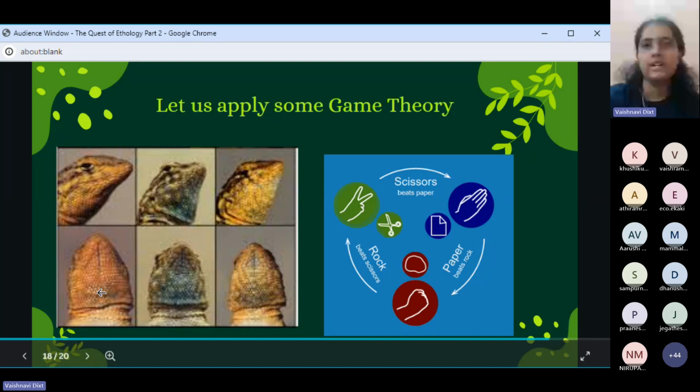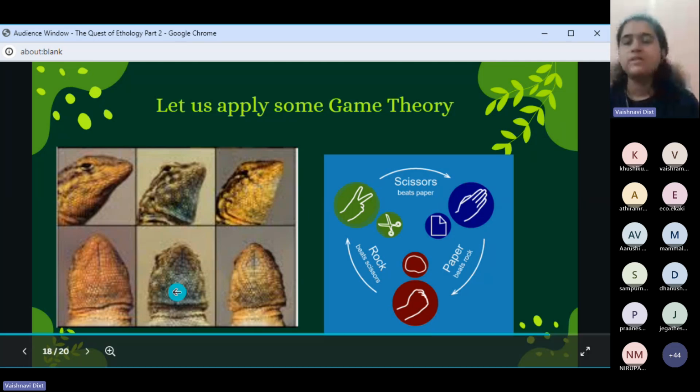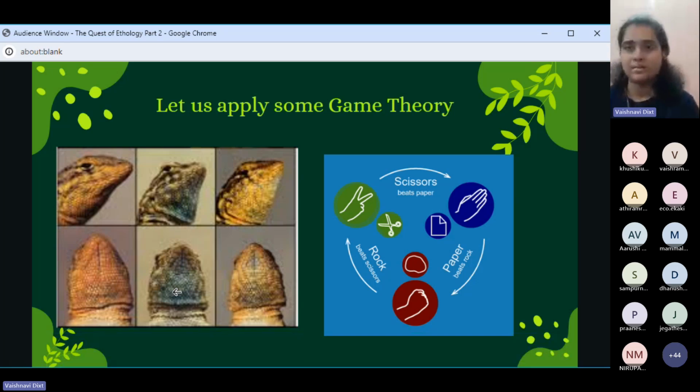It is the most aggressive one. It has a larger territory and many mates. Then this is the blue colored lizard, which is less aggressive, has a smaller territory, and a lesser number of mates.